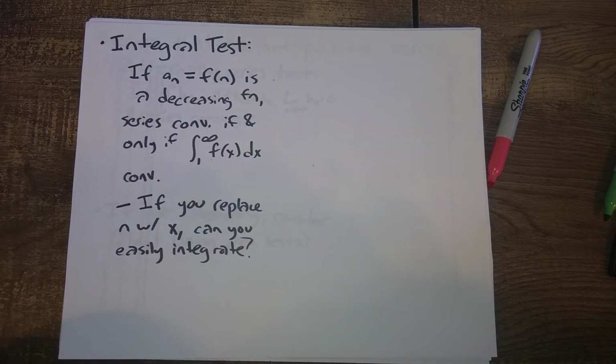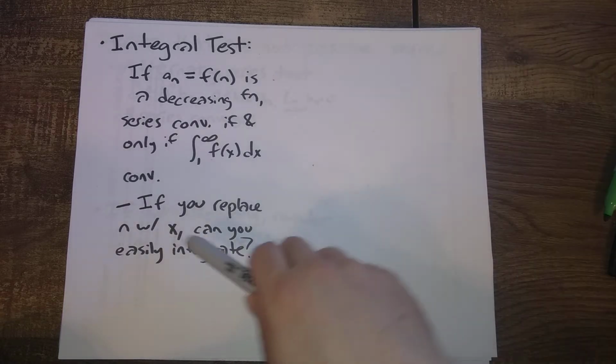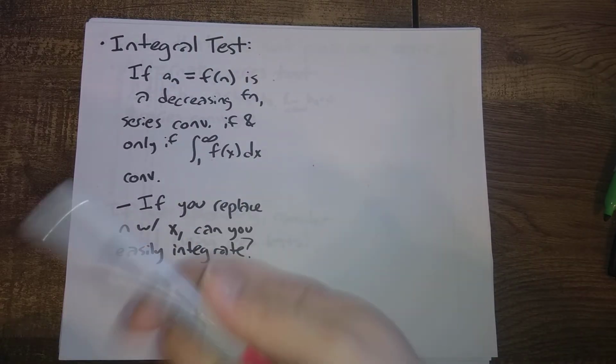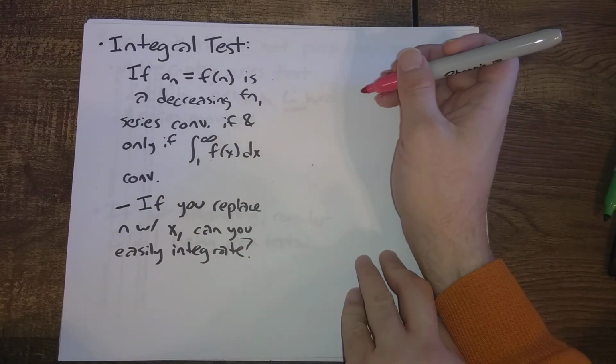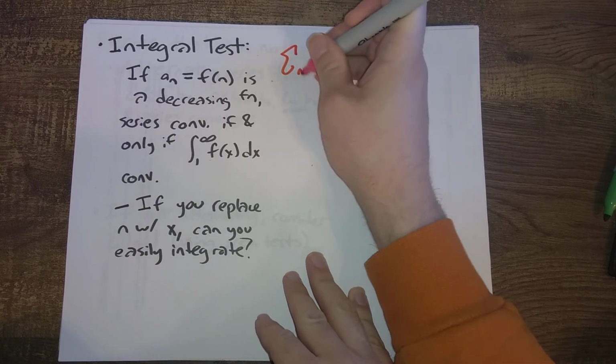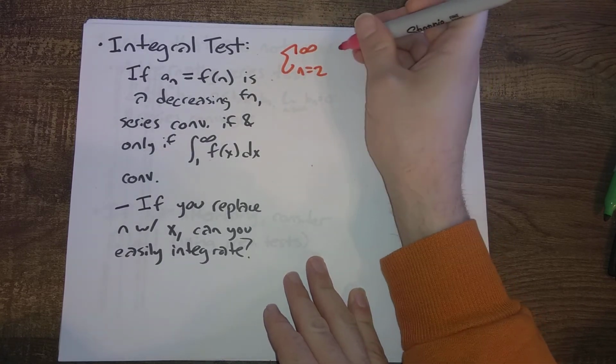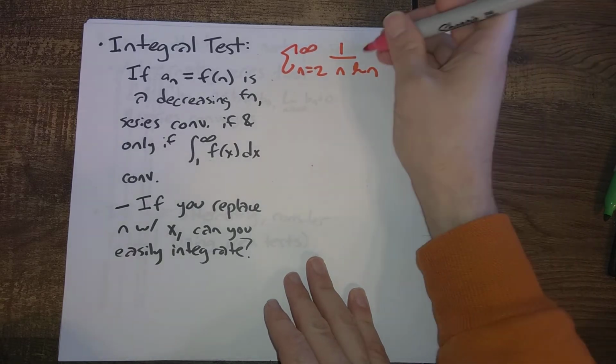Okay, the integral test. Suppose, so this is a little bit more complicated one because you have to do an integral. So we're putting it at the end. If you have a decreasing function, and we're assuming everything here is positive, your series converges if and only if the integral of the corresponding function converges. So you should be asking yourself, if you replace n with x, is the resulting function something you can quickly find an antiderivative of? And so, as an example of this, the sum from n from 2 to infinity of 1 over n natural log n.